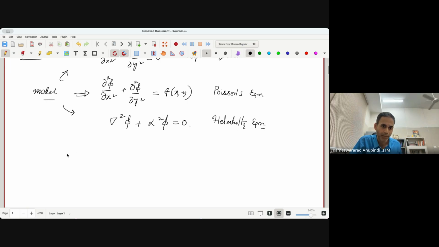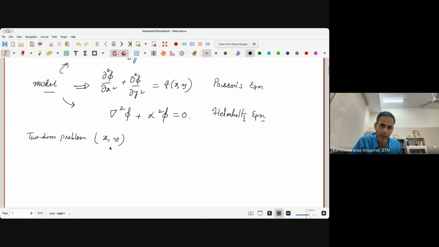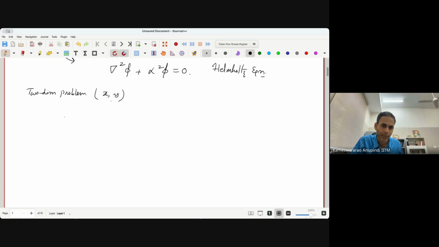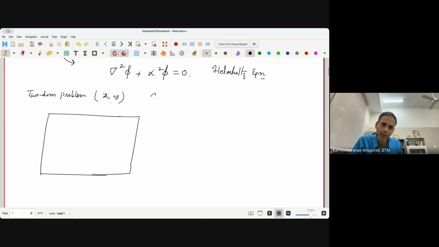Before we do that, we recognize that this is a two-dimensional problem, because we have both x and y coordinates. So we are looking at a two-dimensional domain, and the domain could be something like this. Let us say this is the domain in which we are interested in solving. We're going to apply the finite difference method for the discretization.